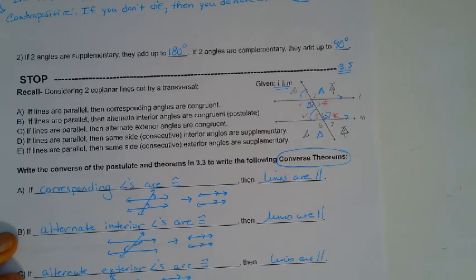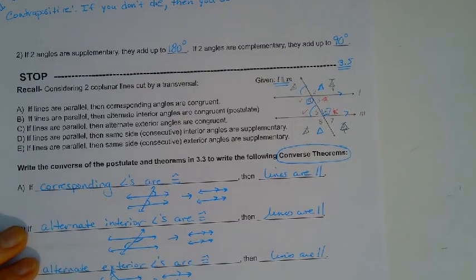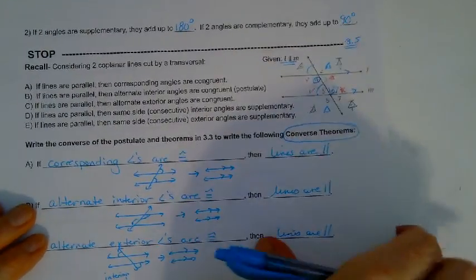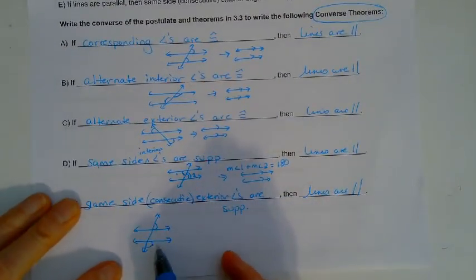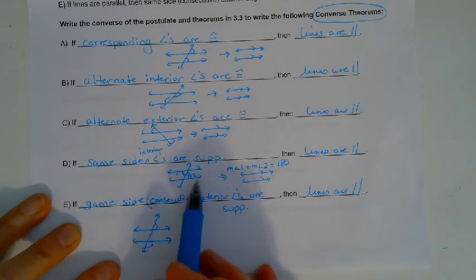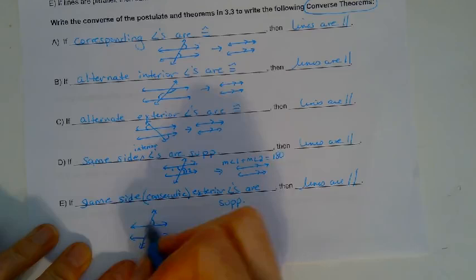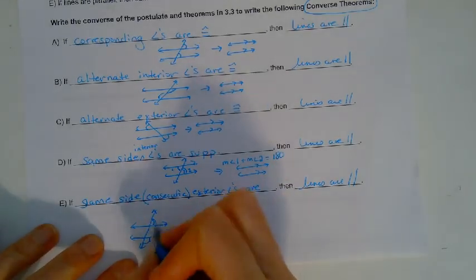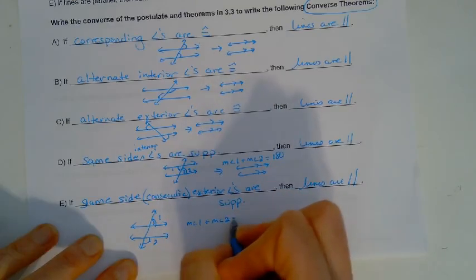Okay, so let's draw that picture. Same side consecutive exterior angles. I think I forgot to move it up. I'm sorry. Okay, so if that's true, these are supplementary. Angle 1 and angle 2 here, the measure of angle 1 plus the measure of angle 2 equals 180. Then these lines are parallel.